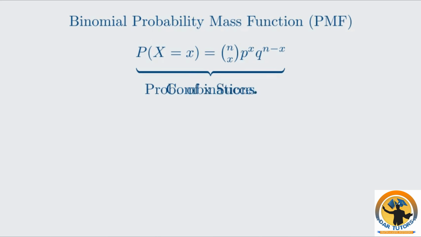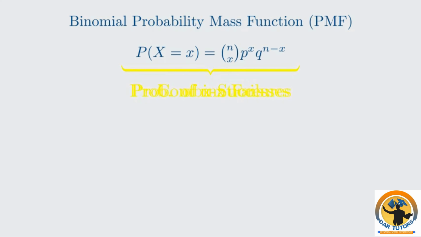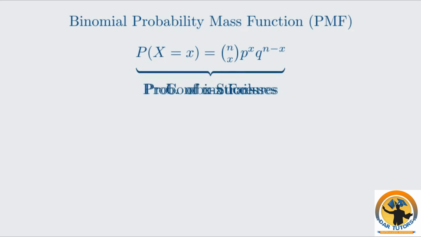The middle term, p to the power of x, is the probability of achieving x successes. Remember, p is the probability of one success, so for x successes, we multiply it by itself x times. The final term, q to the power of n minus x, is the probability of having n minus x failures. Since we have n total trials and x successes, the remaining trials must be failures. So the formula is the number of ways to arrange the successes, multiplied by the probability of those successes happening, multiplied by the probability of the corresponding failures.